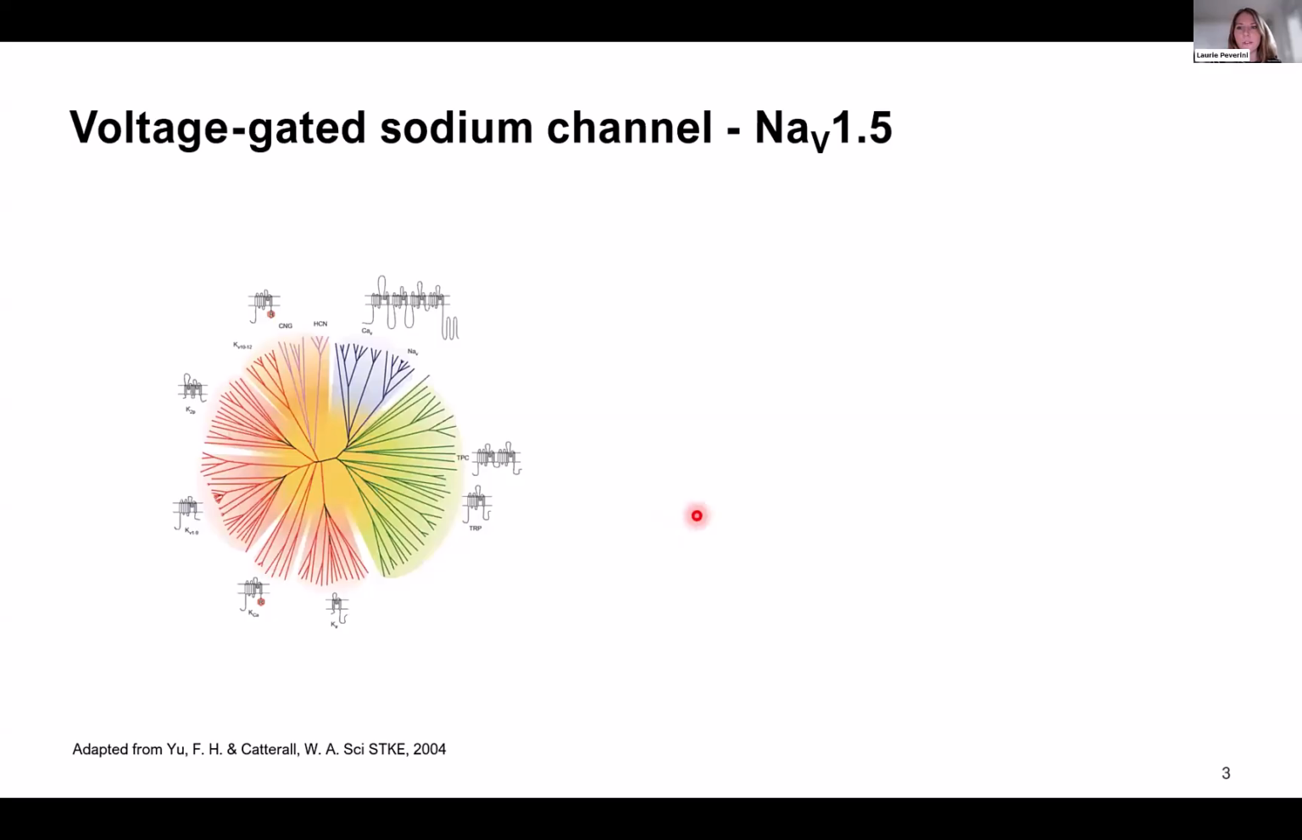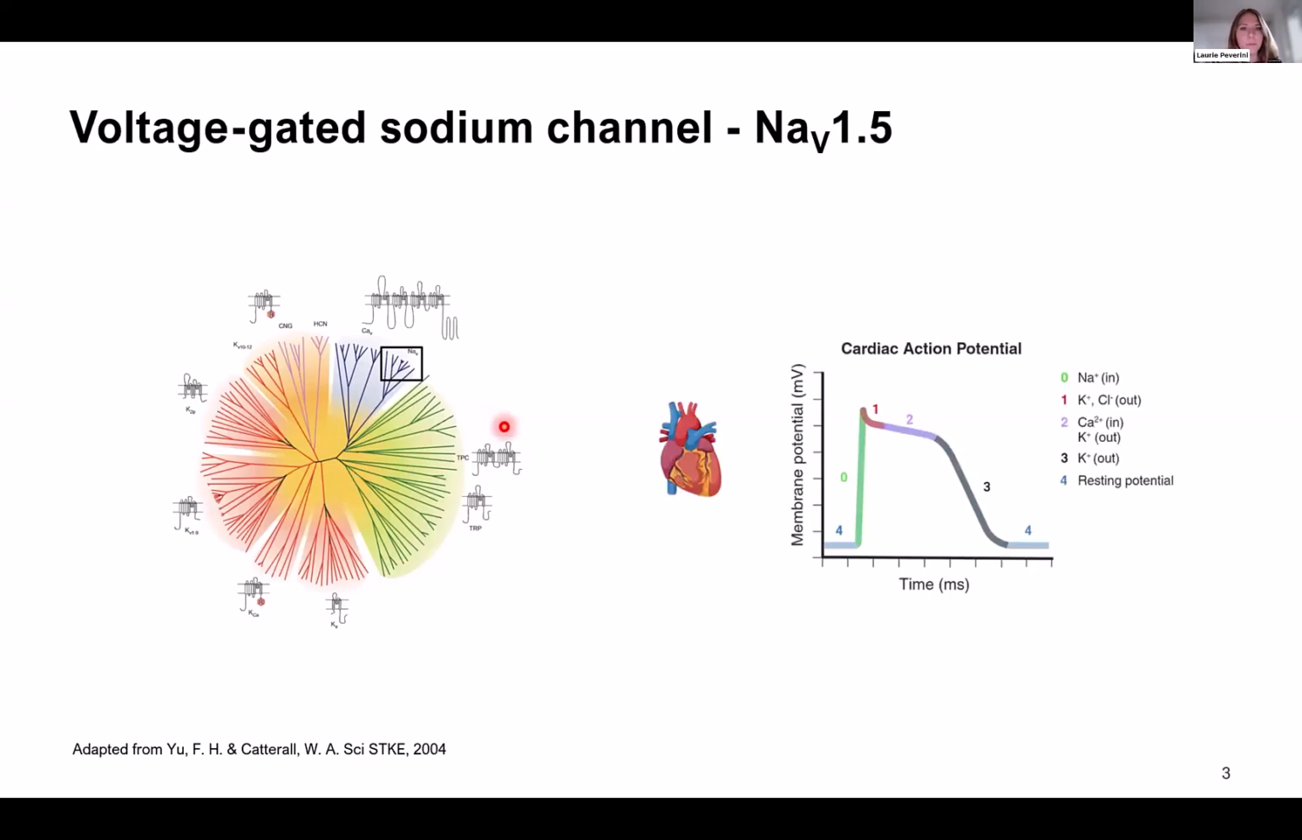So NaV1.5 belongs to the voltage-gated ion channel superfamily that is represented here. This superfamily contains several members with distinct structures, distributions, and physiological roles. If we talk about the voltage-gated sodium channels, there are 9 different members that differ in their tissue distribution and physiological function. Among them, NaV1.5 is distributed mainly in cardiomyocytes, where it triggers the initial phase of the cardiac action potential by driving the fast sodium entry happening after depolarization.